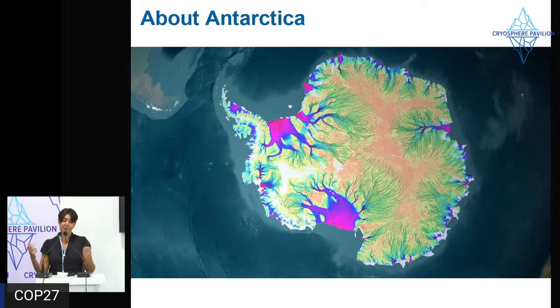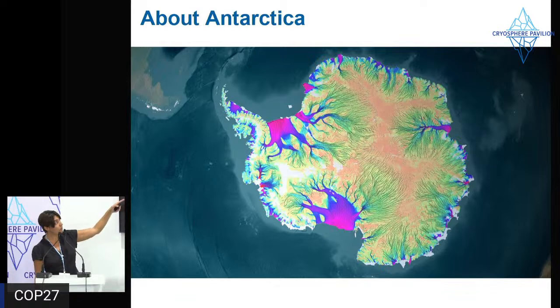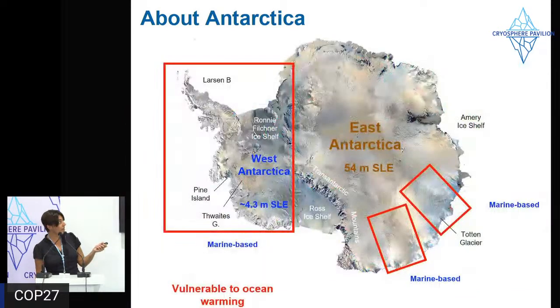So it's much warmer. So the ocean melts the floating part of Antarctica, which here is shown by all those bright magenta and dark blue colors, actually. So I just highlight here the sectors that are marine-based and most vulnerable to oceanic warming.